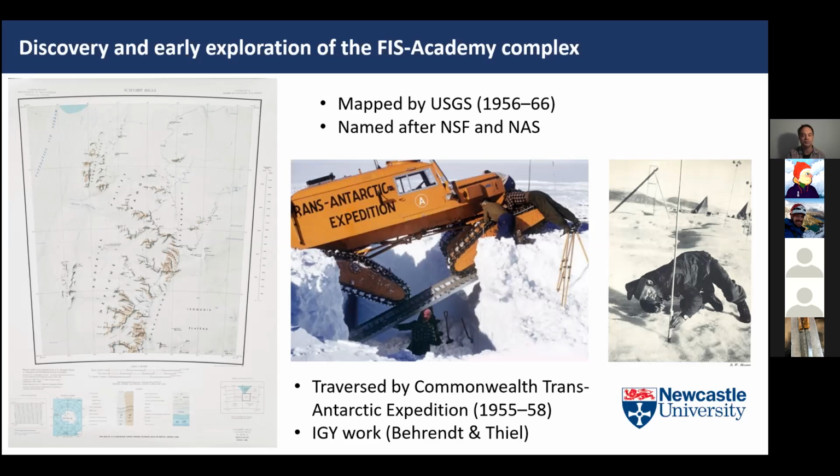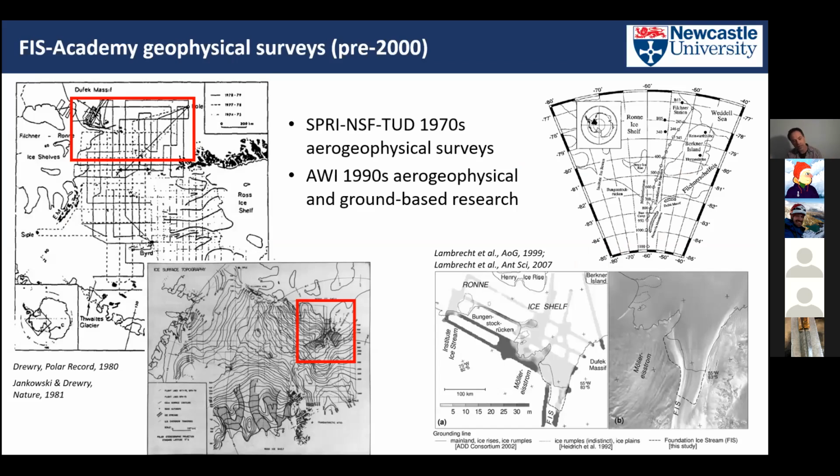And as we move on further in time to the 1970s and a little bit onwards into the 1990s, there were the big SPRI, NSF, TUD aerogeophysical surveys in the 1970s, which did a very extensive job of characterizing this system. If you look on the left-hand side here, you can see a plot from David Drury's paper in Polar Record in 1980, showing the survey area of the SPRI work that was done at the South Pole, covering parts of Foundation, Support Force, and also Academy Glacier in the latter half of the 1970s.